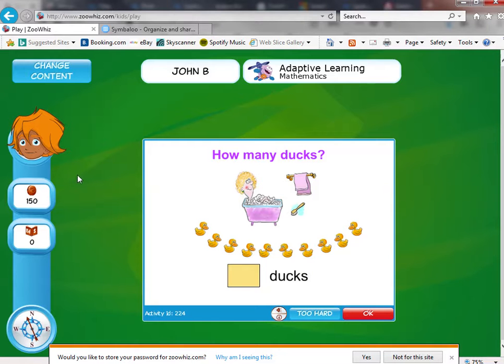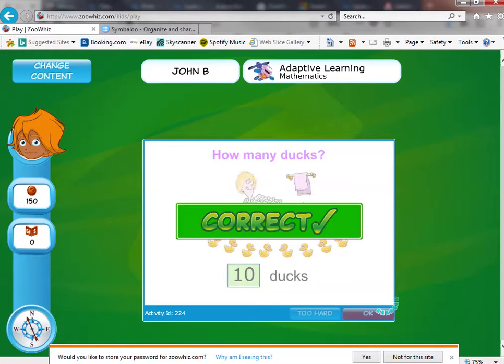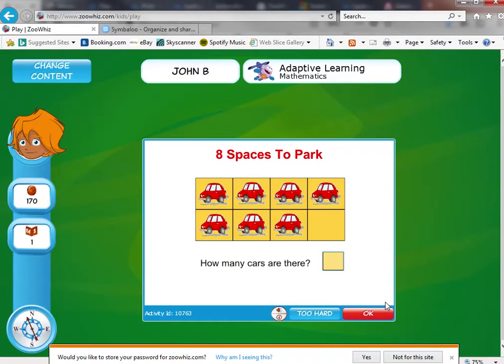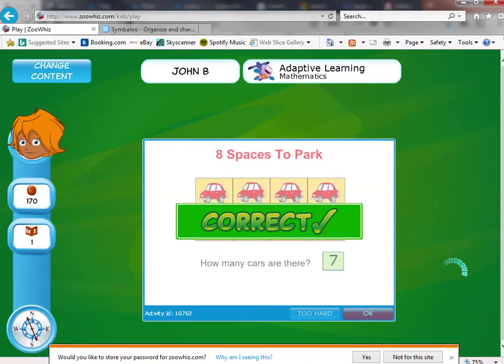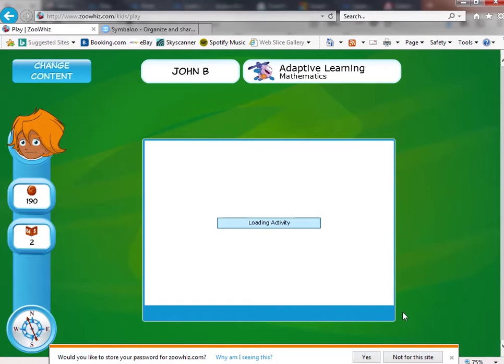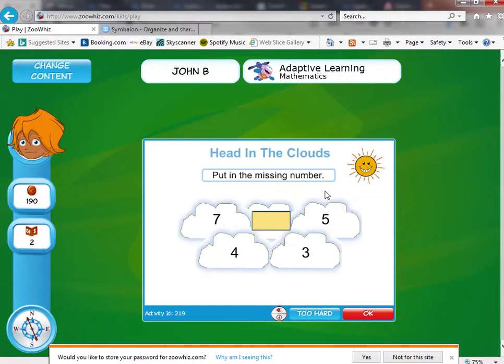Okay. So here, how many dogs? The child, of course, counts 1, 2, 3, 4, 5, 6, 7, 8, 9, 10. So put 10. Okay. And there's that feedback. Of course, there are 7 cars, and they get all that happening, and little John is really happy.